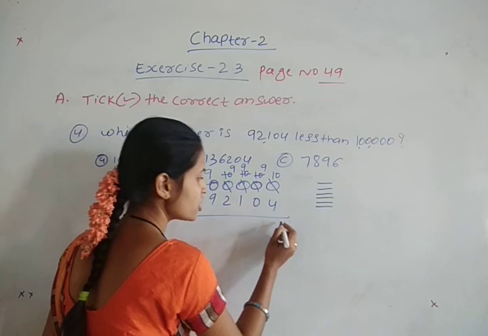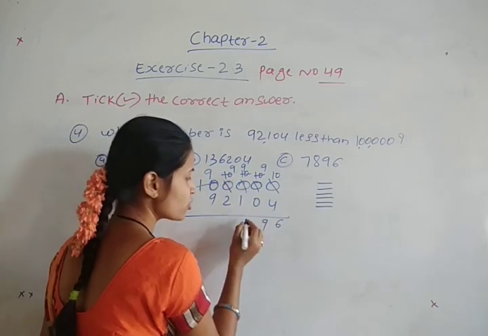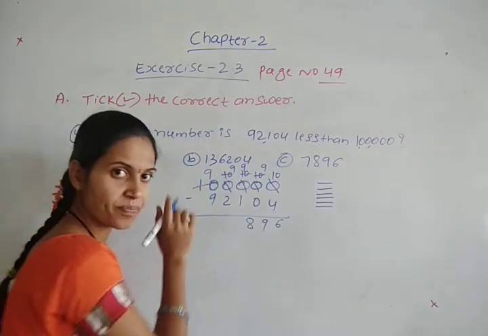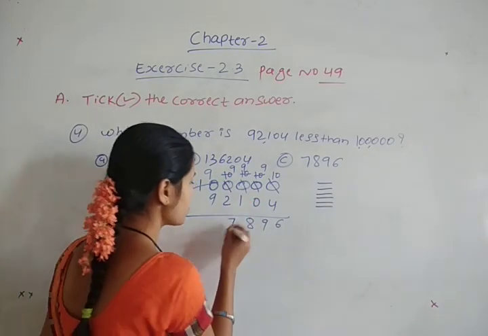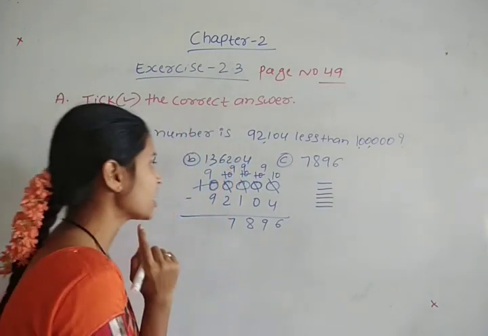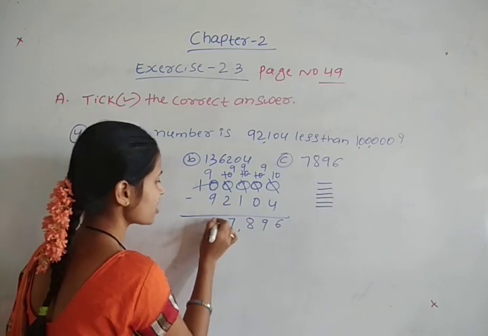Now 10 minus 4 is 6. 9 minus 0 is 9 only. 9 minus 1 is 8. Here 9 minus 2 is 7. But in the previous case we got 6, so we made a mistake somewhere in the calculation. Now we have got the correct result. 9 minus 9 is 0 only.